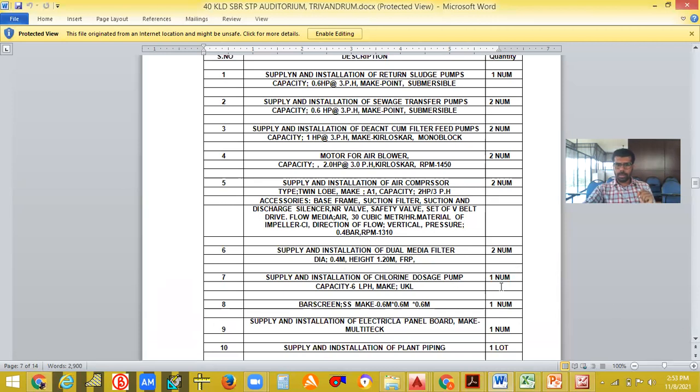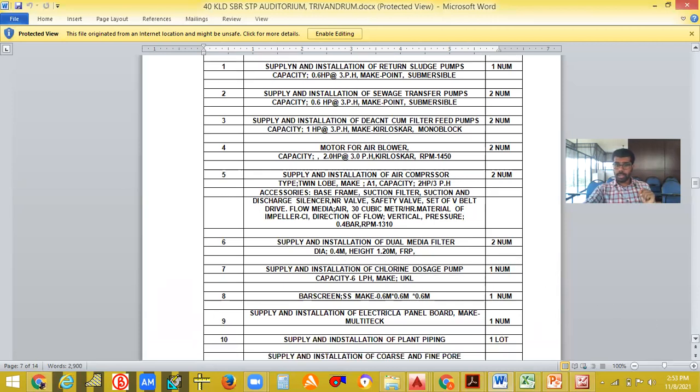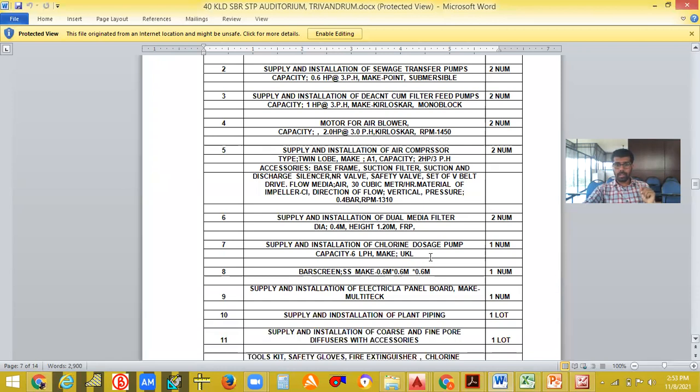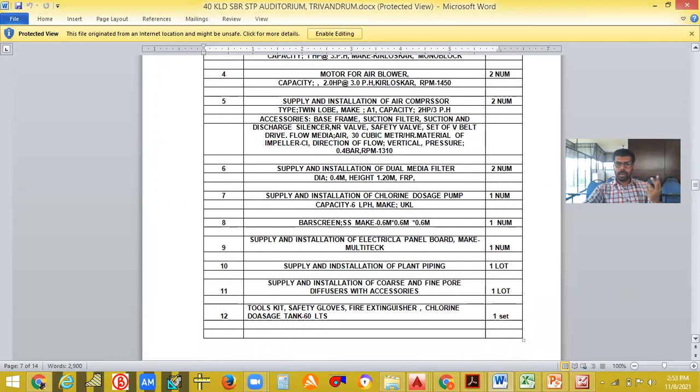These 2 numbers. Supply of chlorine dosage pump for filtration, 1 number. Bar screens, 1 number. Electrical panel board, 1 number. Plant piping, 1 lot. Supply and installation of hose and pipe board diffusers with accessories, 1 lot. Tools, kit, safety gloves, fire extinguishers, etc., 1 set.